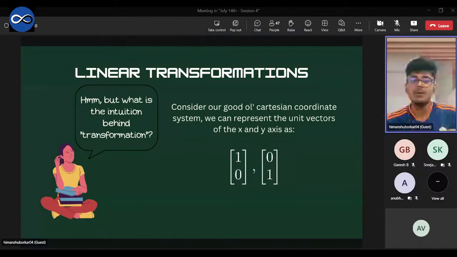What does it mean? Well, i cap is a vector, j cap is a vector. It means that any vector in the Cartesian sheet is a linear combination of i cap and j cap. And i cap is nothing but (1, 0), because its magnitude is 1 and its direction is along the x-axis, and for j cap it's (0, 1). So that (1, 0) and (0, 1) is the basis of our good old Cartesian system.